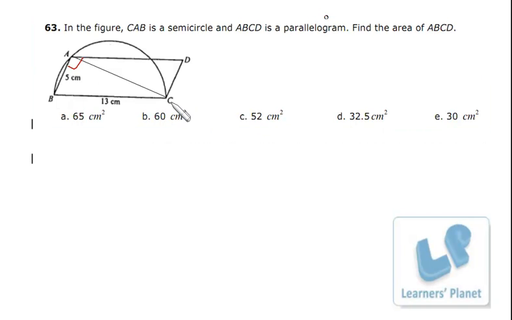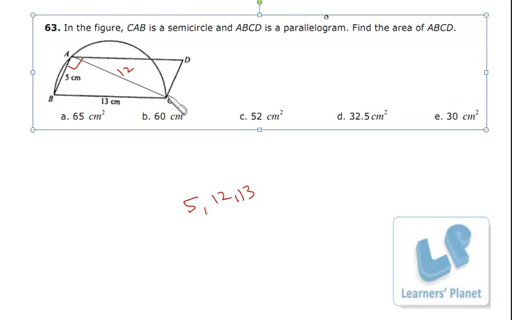Now ABC is a right angle triangle, right? This angle is 90 degrees. So with 5 and 13, AC, the perpendicular of this triangle ABC, must be 12. We have 5, 12 and 13 as Pythagorean triplets. And this AC, apart from being the perpendicular of this triangle, is also the diagonal of the parallelogram. The diagonal of a parallelogram divides it into two equal triangles, so area of ABC will be equal to area of ADC. So we can find the area of triangle ABC, and when we double it, we'll get the area of the parallelogram.